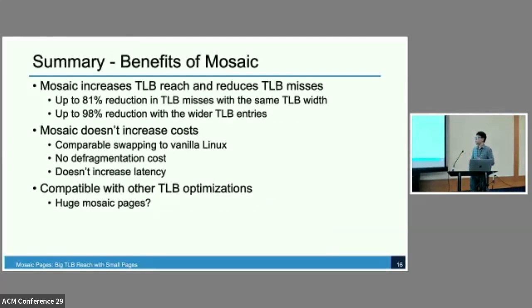In summary, Mosaic increases TLB reach and reduces TLB misses. We achieve up to 81% reduction in TLB misses with the same TLB width as the vanilla TLB, and up to 98% reduction in TLB misses with the wider TLB entries. Mosaic doesn't increase costs. We showed that we have comparable swapping to vanilla Linux, and there's no defragmentation cost. And Mosaic doesn't increase the latency.